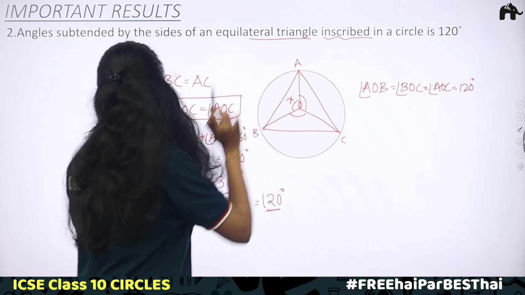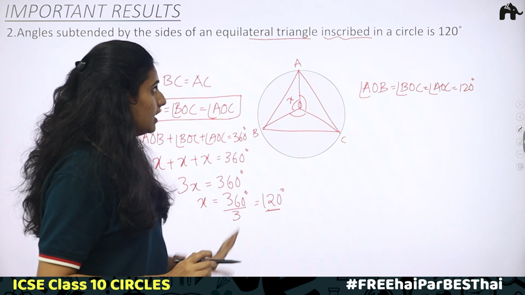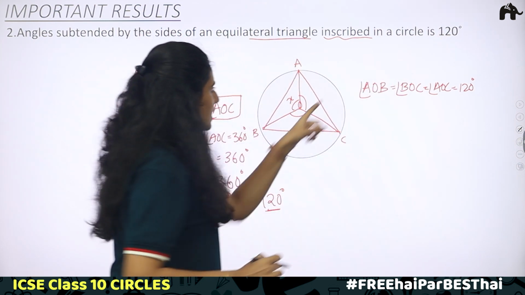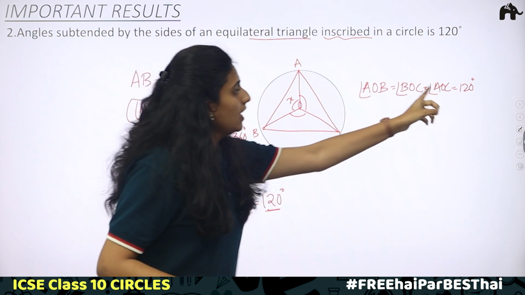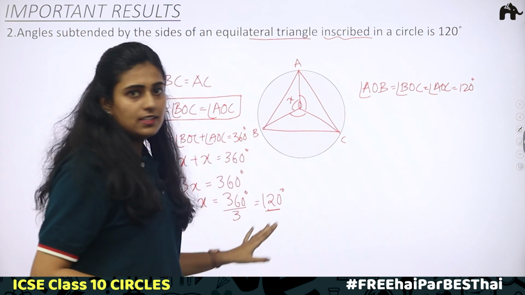Clear? So, the statement: the angle subtended by the sides of an equilateral triangle inscribed in a circle is equal to 120 degrees. AOB is the angle subtended by AB, BOC is the angle subtended by side BC, and AOC is the angle subtended by side AC. Okay, the statement is clear.